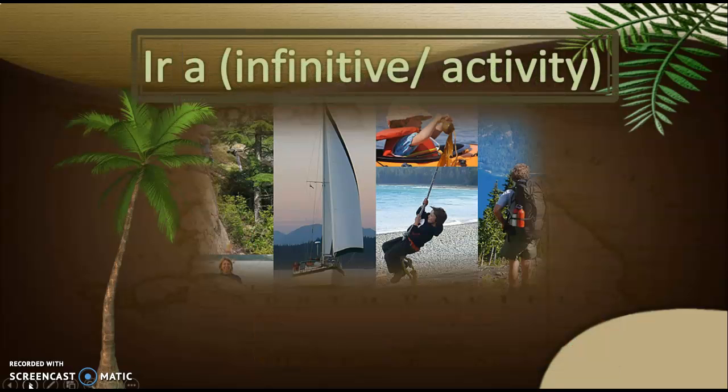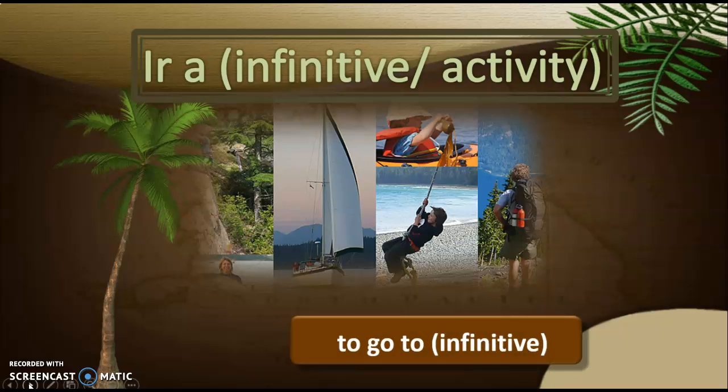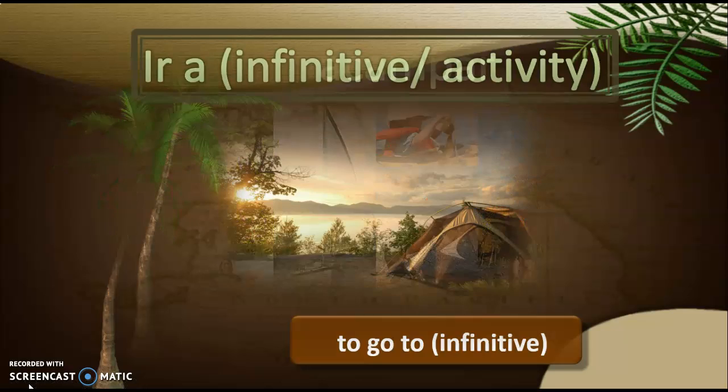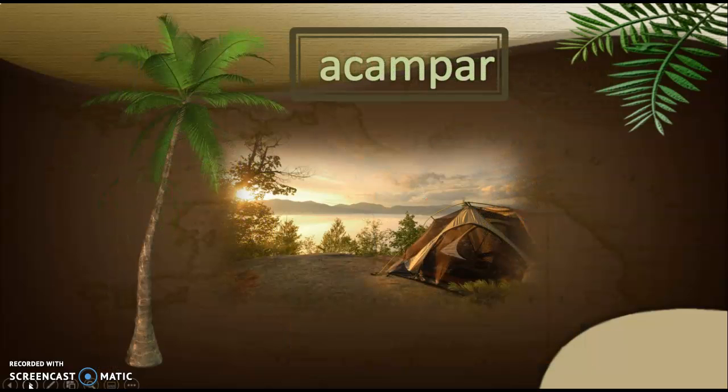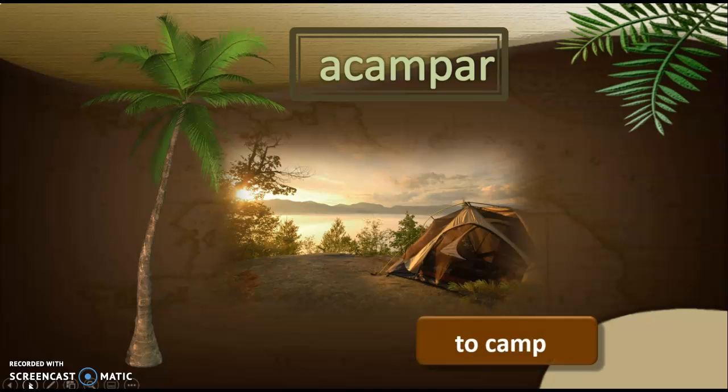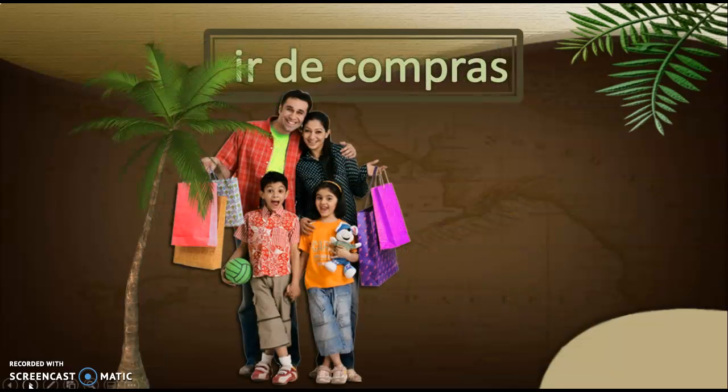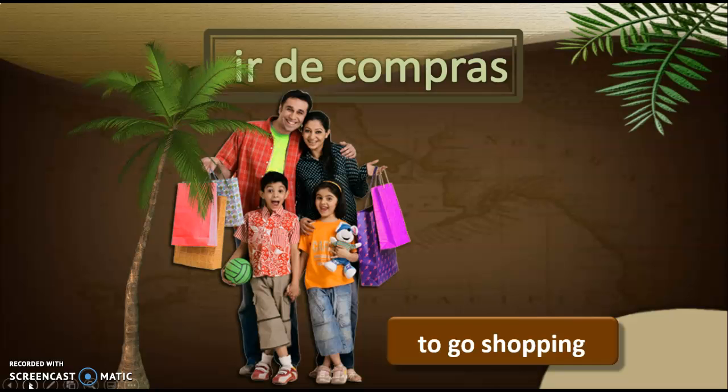You're going to use ir and a plus an infinitive that will suggest the activity that you're going to do. So let's look at this. You're going to use to go plus a plus an infinitive. If you want to say acampar, that would be to camp. So you could say voy a acampar. Ir de compras, to go shopping. That's the way you say to go shopping. Ir de compras.